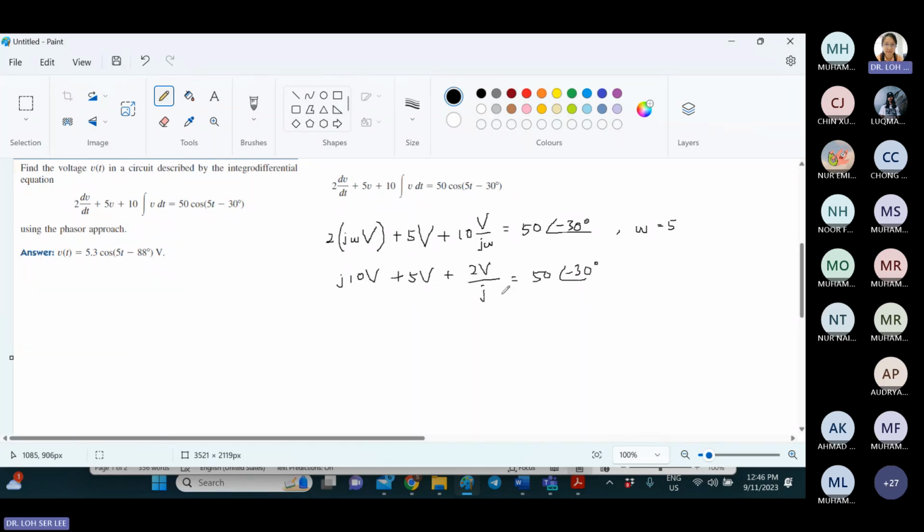Then this one, we multiply. We want to get rid of the complex number at the bottom. So we times the complex conjugate, times negative j. So we have j10V plus 5V. This one, j times j, you get j squared, which is negative 1. Negative 1 times negative, you get positive 1. So at the bottom, you get positive 1. So here you get minus j2V.